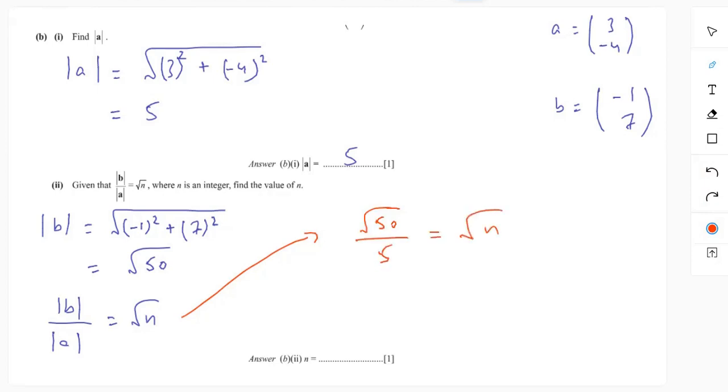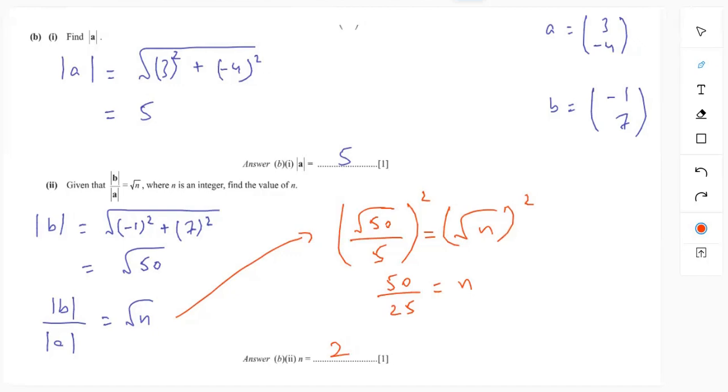n कैसे आएगा? We just square both sides. दोनों sides को square कर लें. Square root of 50 का square is just 50. 5 का square is 25. n is equal to 50 over 25, which turns out to be 2. So that's what you get right there. Okay? So that's one type of question that you get. That's fairly straightforward. आपको सिर्फ simple concepts apply करने होते हैं, addition, subtraction, multiplication, and the magnitude.